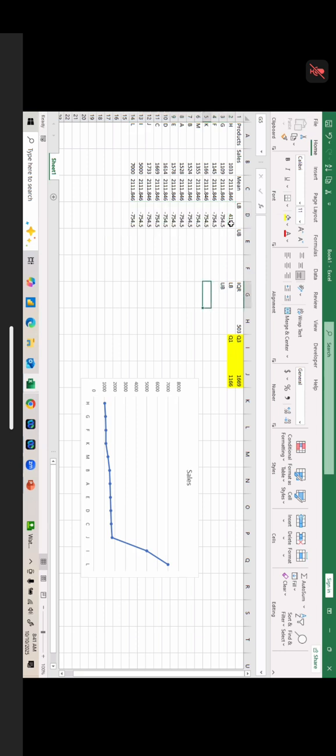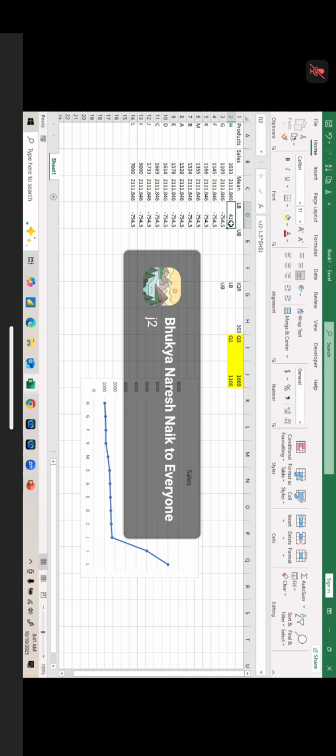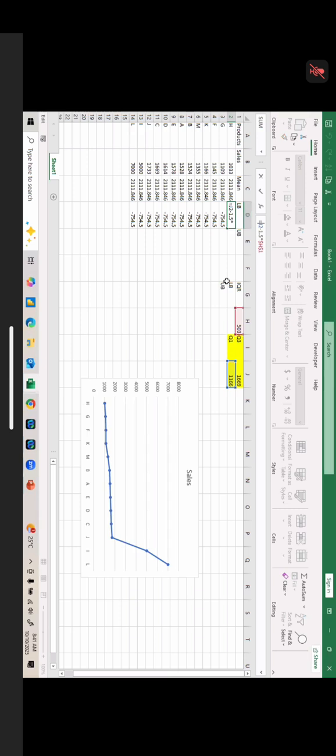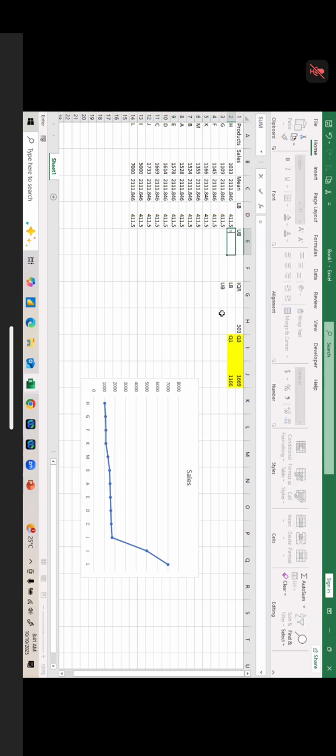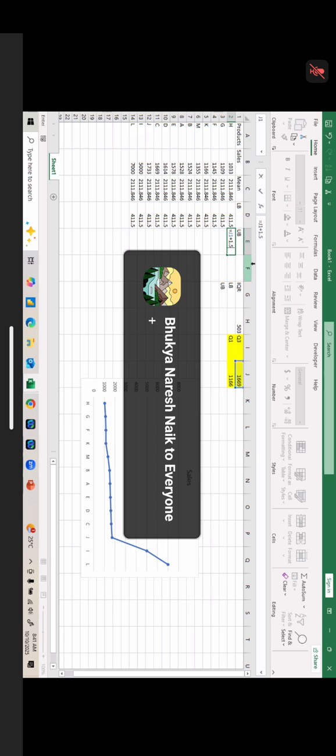What did we get? Now where to add dollar symbols? J2 also. Dollar J dollar 2. Okay. Now if you just copy this, you'll get to see the same value. Now upper bound equal to Q3 plus 1.5 into IQR.